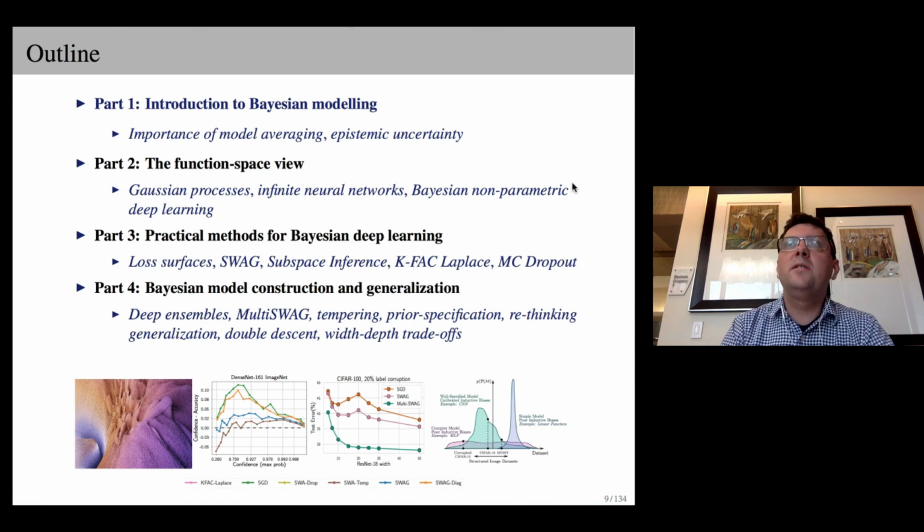The goal of this part isn't just to enumerate all of the state-of-the-art methods, but rather to exemplify many of the foundational concepts that we introduce in other parts of the tutorial with several modern approaches. And in part 4, we'll be considering Bayesian model construction and generalization, including deep ensembles and their connection with Bayesian marginalization and how we can build on those connections for the multi-swag approach, which marginalizes within multiple basins of attraction, tempering, prior specification, rethinking generalization, double descent, width depth trade-offs, and a variety of other topics.